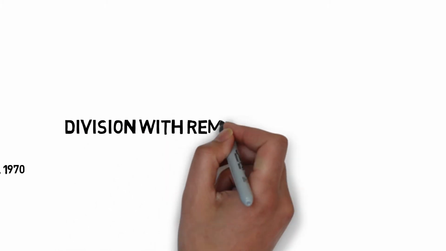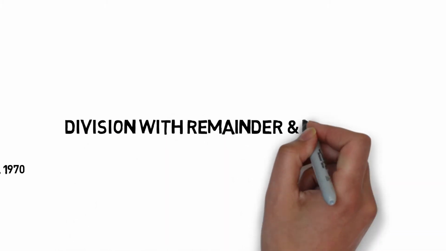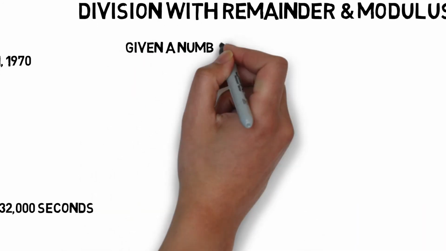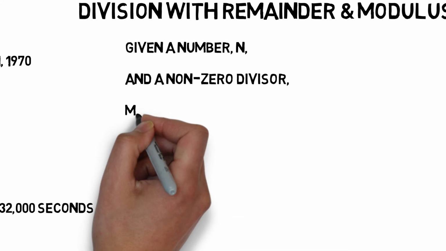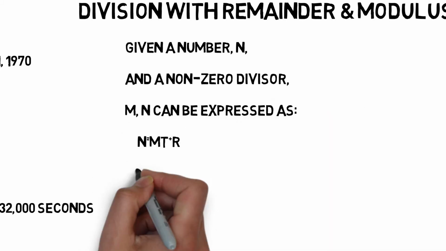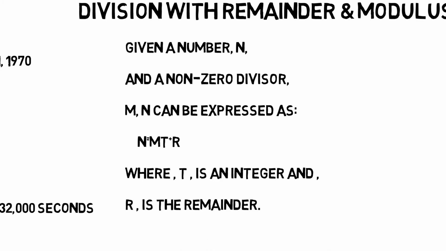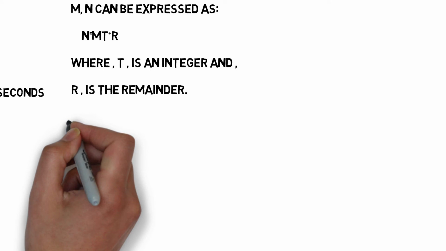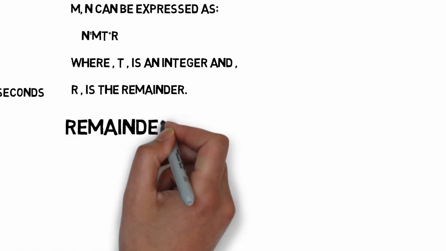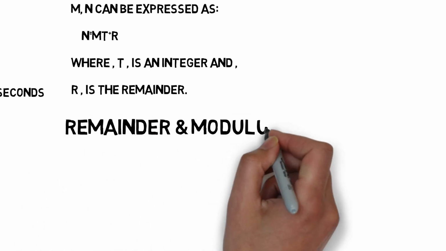Let's look at division with remainder and modulus. Given a number n and a non-zero divisor m, n can be represented as n equals m t plus r, where t is an integer and r is the remainder. Remainder and modulus examples.